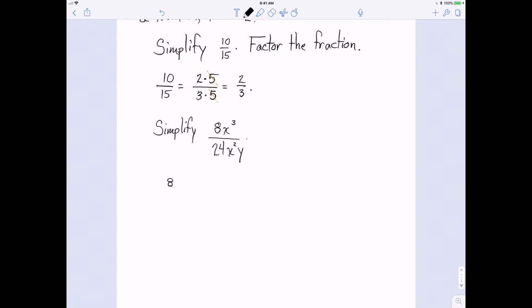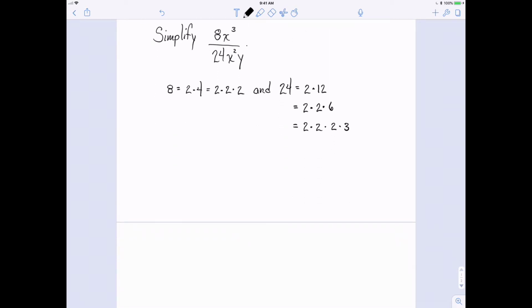And remember that if I start trying to factor 8, I could say 8 is the same as 2 times 4, but 4 is the same as 2 times 2. So I can break that up into 2 times 2 times 2. And for 24, if we repeat this process, that's the same as 2 times 12. 12 is 2 times 6. Oh, but wait a minute, 6 is 2 times 3. So let's use this to simplify our rational expression.